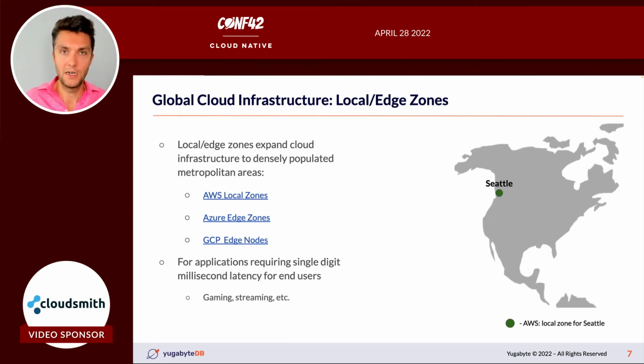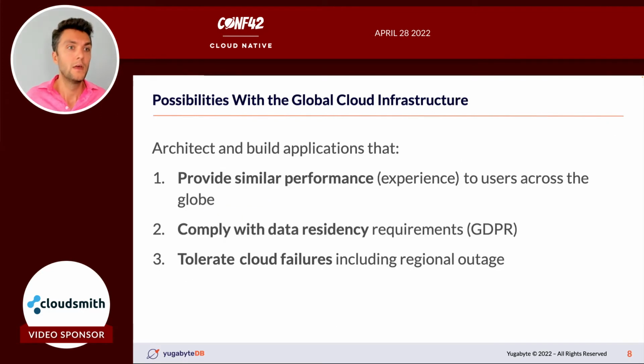The best example here is gaming applications or streaming applications. So if you have a lot of users who live in Seattle, Atlanta, London, or New York, you want them to use your service the fastest way possible. And you want to store the data and run instances of your microservices the closest way possible. That's what those local zones are designed for.